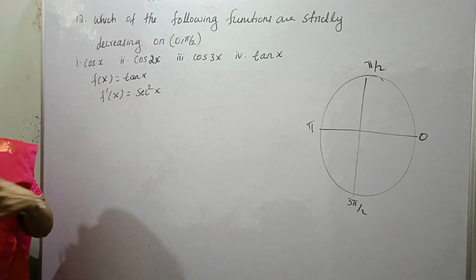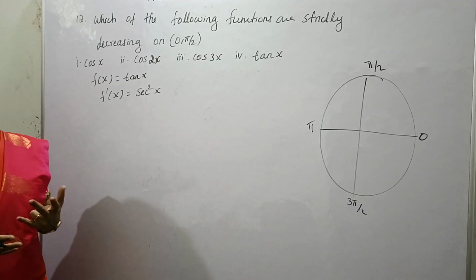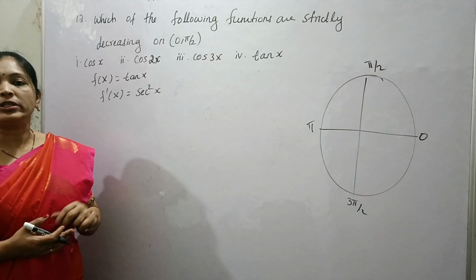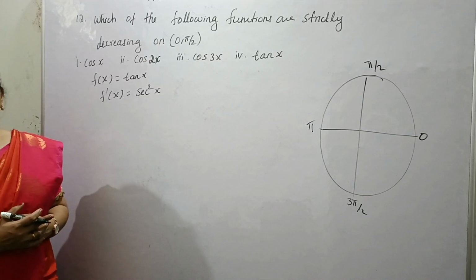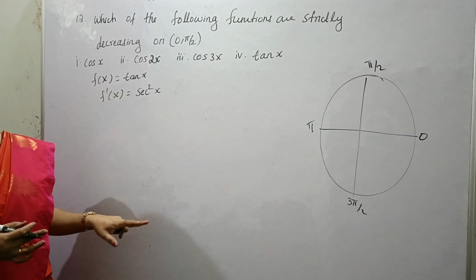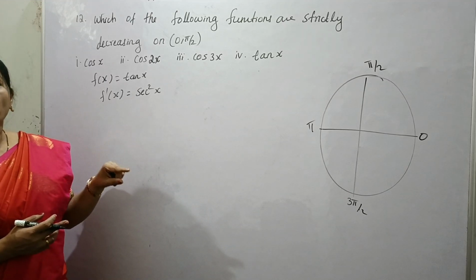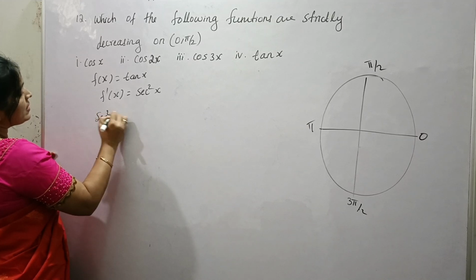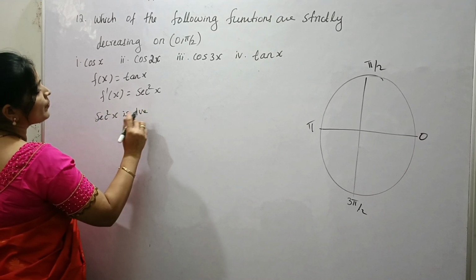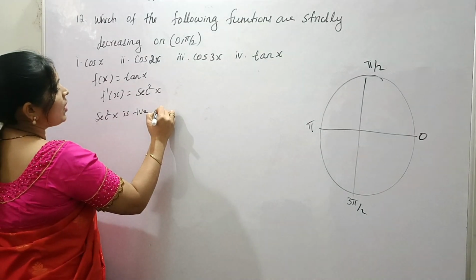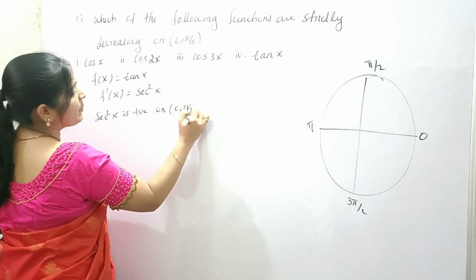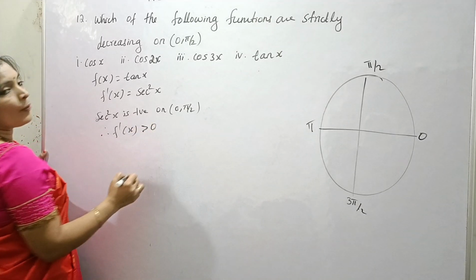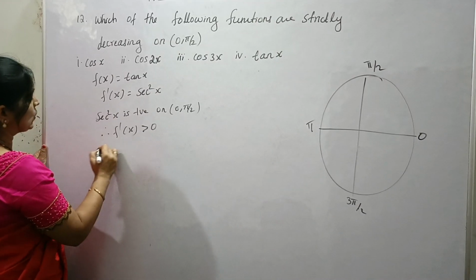See, sec square is the square of a trigonometric function, right? So the square of a function is always positive, right? And we know that in the interval 0 to pi by 2, all the functions are positive. Therefore, sec x is positive in the interval 0 to pi by 2. So we can say sec square x is positive or greater than 0 on 0 to pi by 2. Therefore, f dash of x is greater than 0.